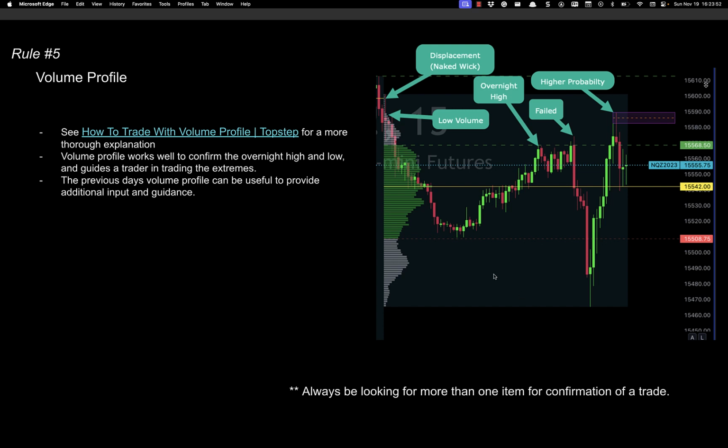Volume profile. Now, I've referenced Top Step. They have a great article about how to trade the volume profile. But just a few things here. We got low volume here. We got a wick here. We got overnight high, again, failed. So when the price came back up into here, we're looking to get short again because of just all these confirmations again. Multiple confirmations, not just one single confirmation.